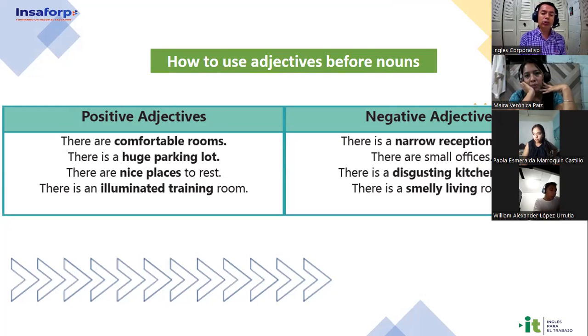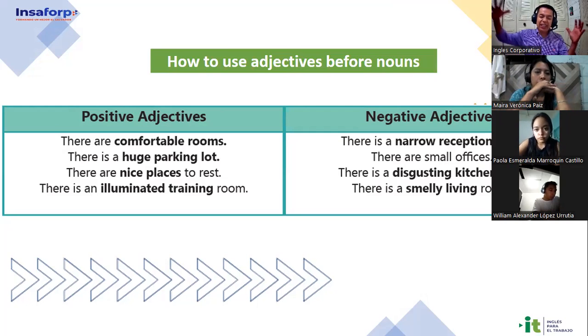There is a huge parking lot. Huge means big, very big, right? Un parqueo enorme. Like this, right? Good. Then there are nice places to rest. Nice places. Good places to rest, para descansar, right? There is an illuminated training room. Illuminated is the adjective. Training room is the noun, right?